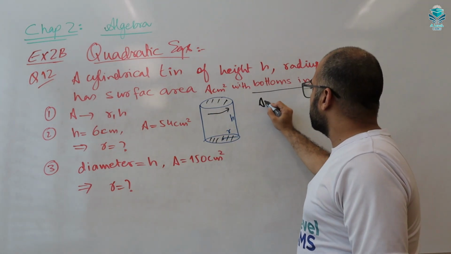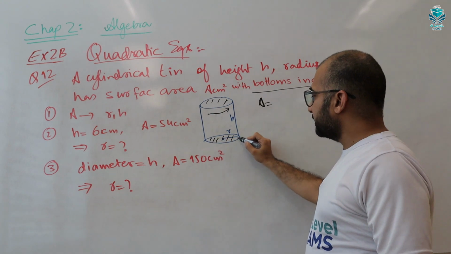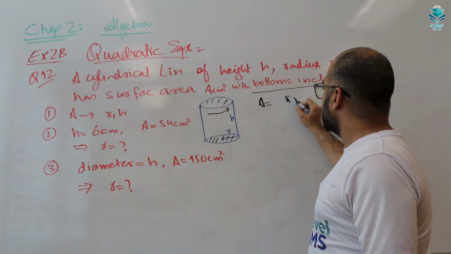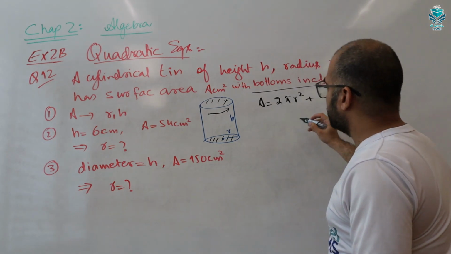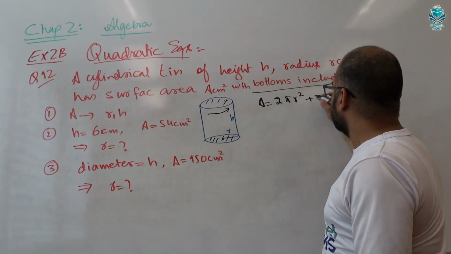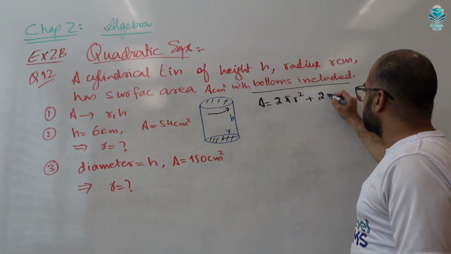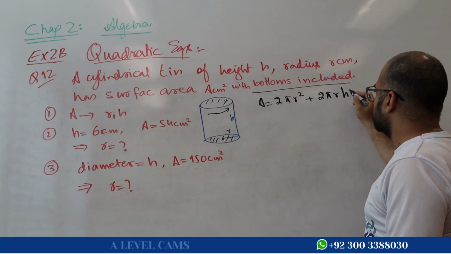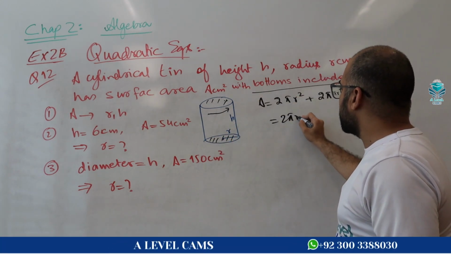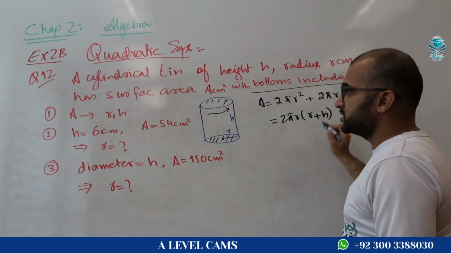So the area will be, and the radius is r. The area of a circle is pi r square, and there are 2 such areas. Then we multiply by the area of the curved surface, which is 2 pi r, the circumference, multiplied with the height. So take common 2 pi r, you have r plus h. This is the surface area.